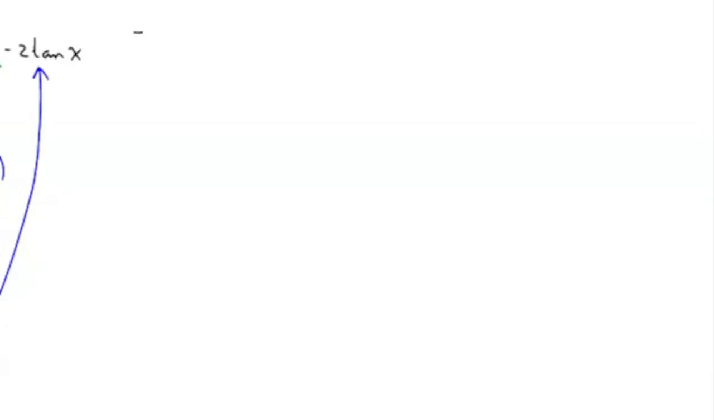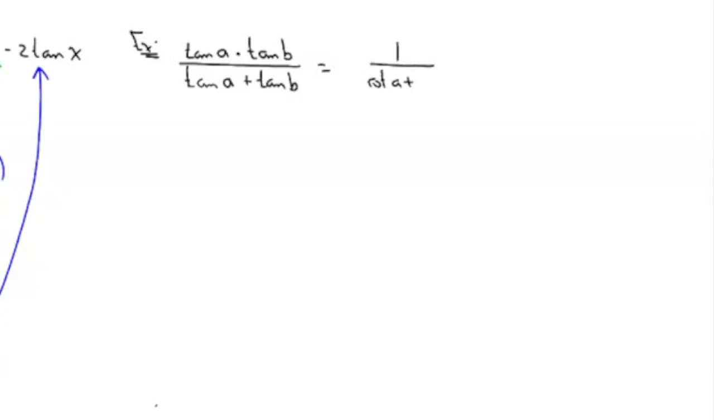Here's one. Example. Tan of A times tan of B over tan of A plus tan of B. And I want to see if this is equal to 1 over cotangent of A plus cotangent of B.